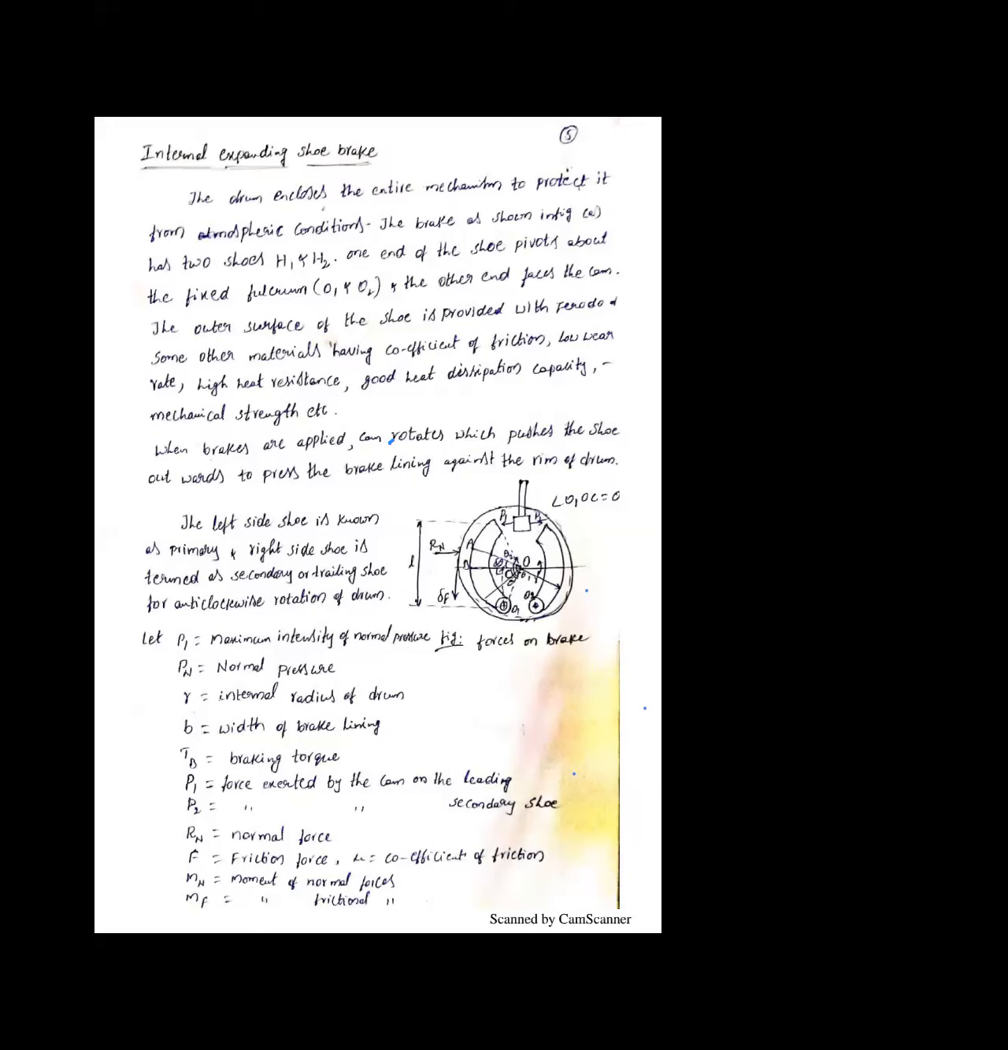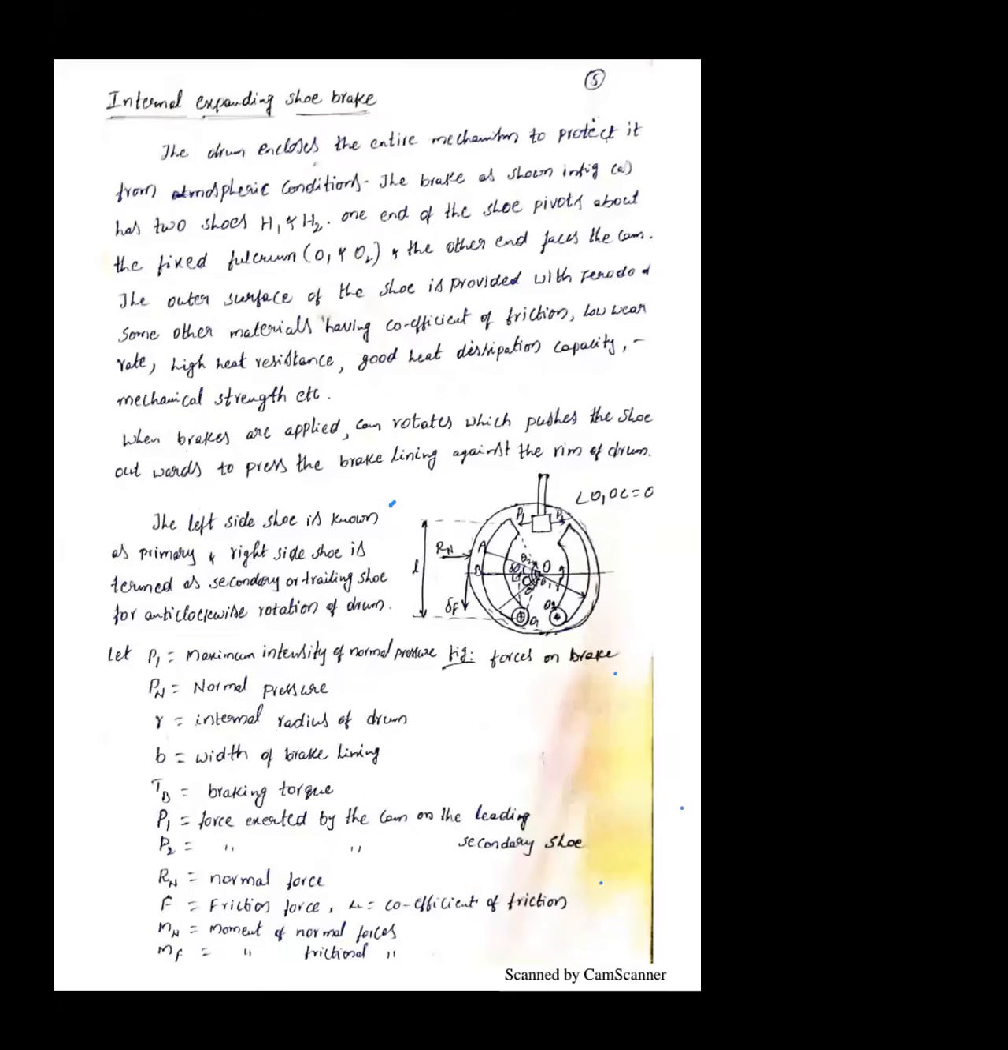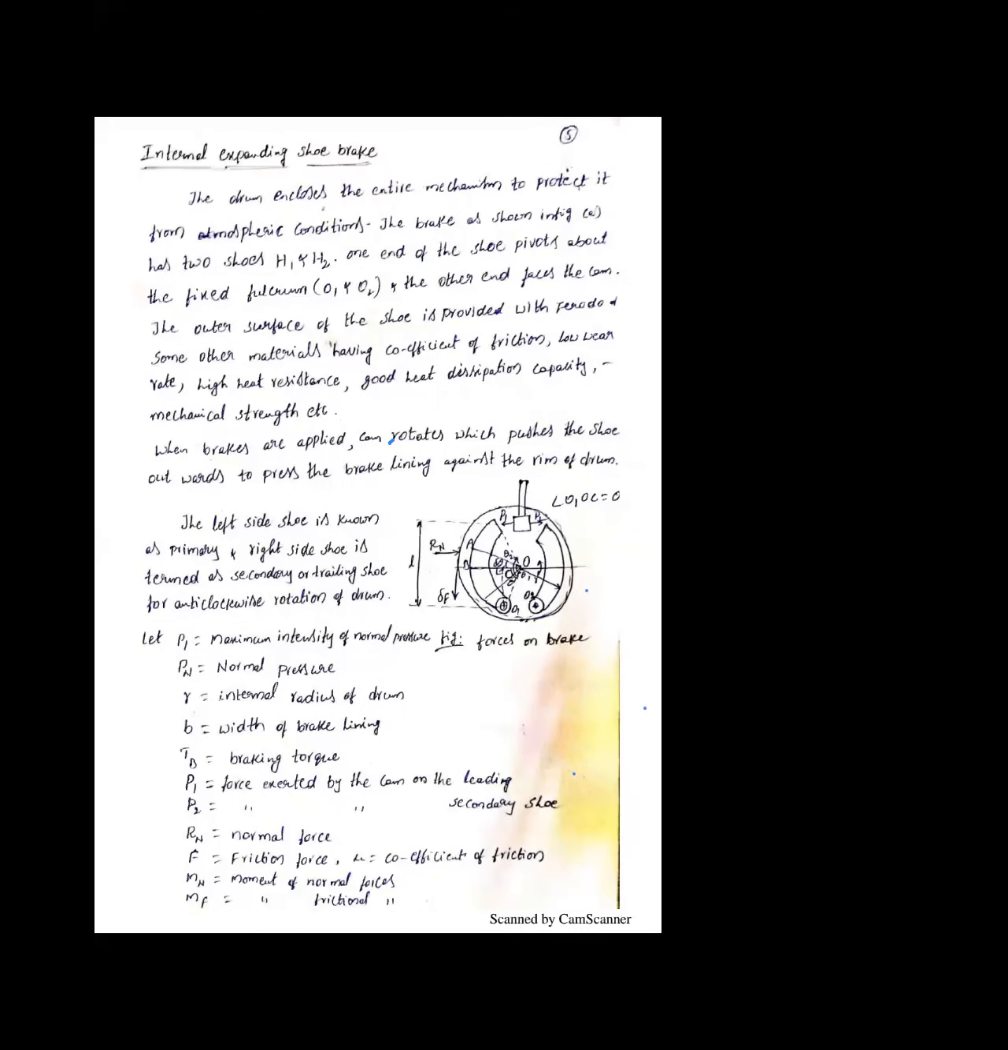P1 and P2 indicate the forces exerted on the cam of the shoes. Capital Rn is the normal force, capital F is the frictional force, and mu is the coefficient of friction. Mn and Mf are the moment of the normal forces and the moment of the frictional forces. Those are also here. Now we are going to see the derivation part.